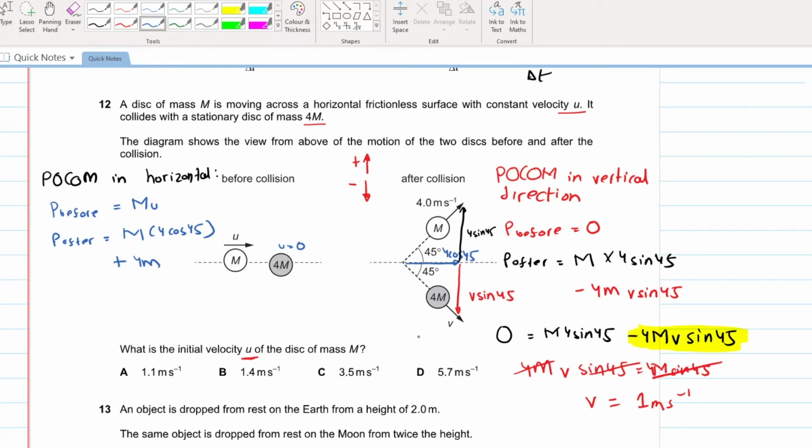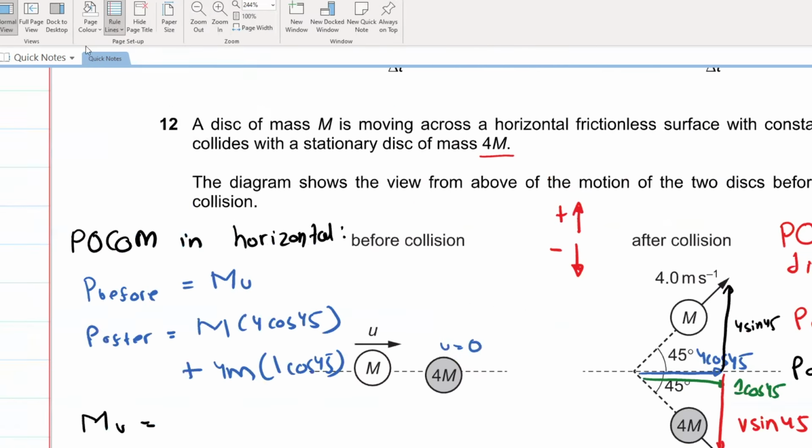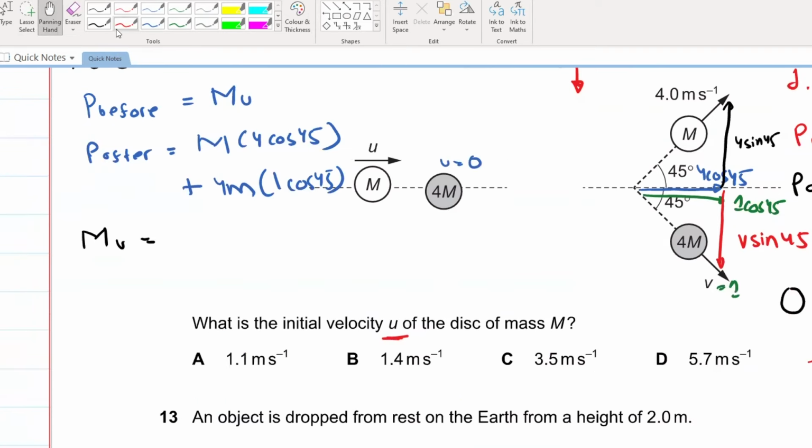V was what? 1. 1 cosine 45. This is the horizontal component of V. What will be the horizontal component of V? 1 cosine 45. Okay. So now again what will we do? Momentum before collision is equal to momentum after collision. mu is equal to 4m cosine 45 plus 4m cosine 45.